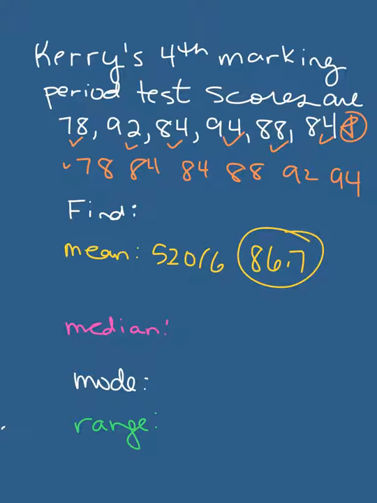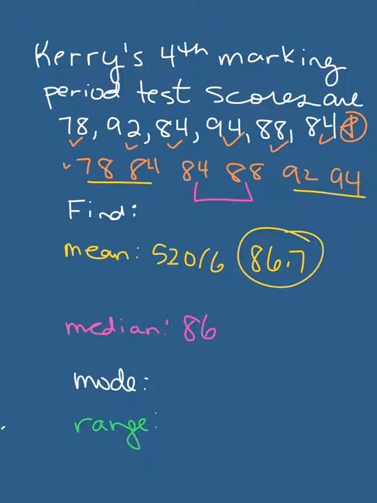My median is my middle number, so I go 2 to the left, 2 to the right, and I realize that I have 2 in the center. So this is where I have an even number. I have to add those values and divide by 2. So when I do that, my median, the average of those 2 middle numbers, is 86.